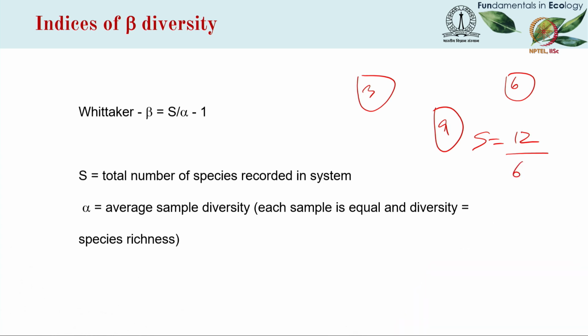right? So my Whittaker's beta is 12 by 6 minus 1. Now, the maximum value that I could get here if beta was really high is if all of those species were different, in which case the average number of species that I would have over here is 15, and my value of beta would be correspondingly higher.